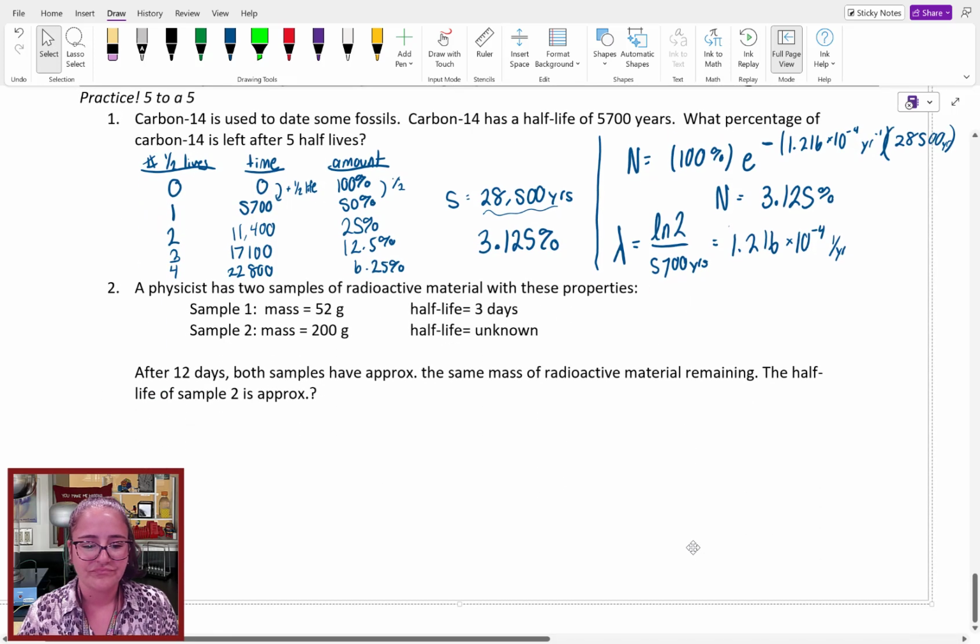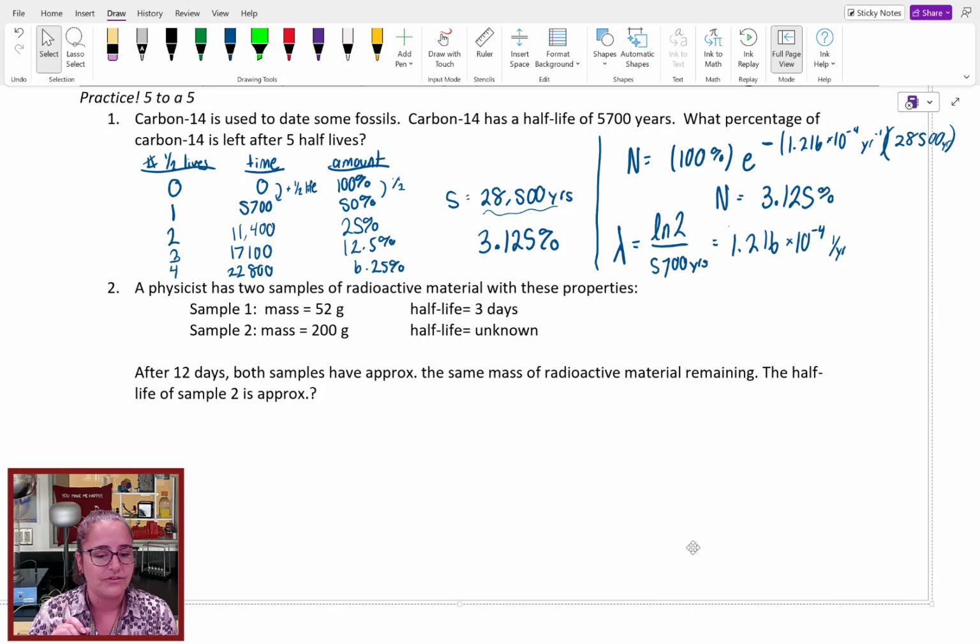Let's look at this one. A physicist has two samples of radioactive material with these properties. We have a sample of mass 1 with 52 grams, and a sample of mass 2 which has a starting mass of 200 grams. After 12 days, both samples have approximately the same mass of radioactive material remaining. The half-life of sample 2 is approximately what? So we're trying to solve for the half-life here, and we know that they have the same mass remaining.